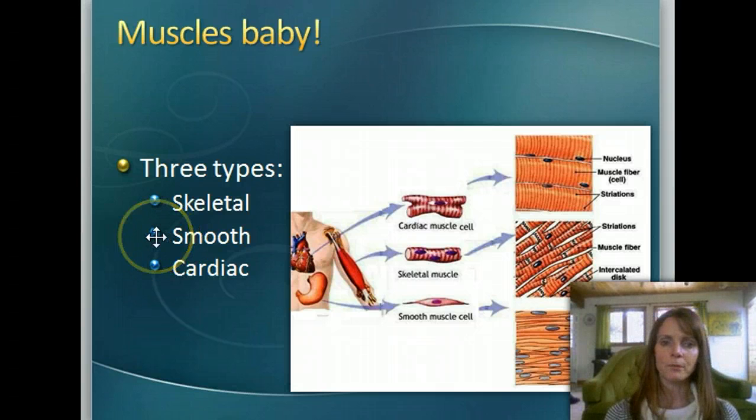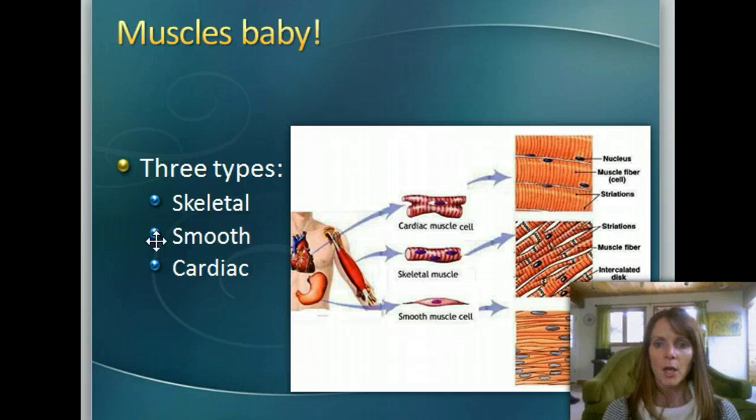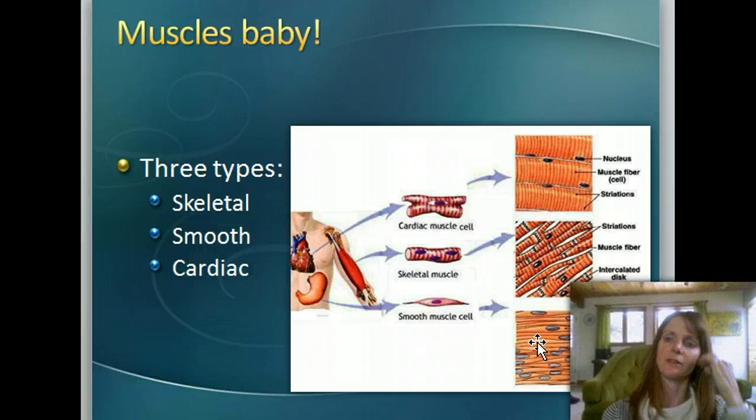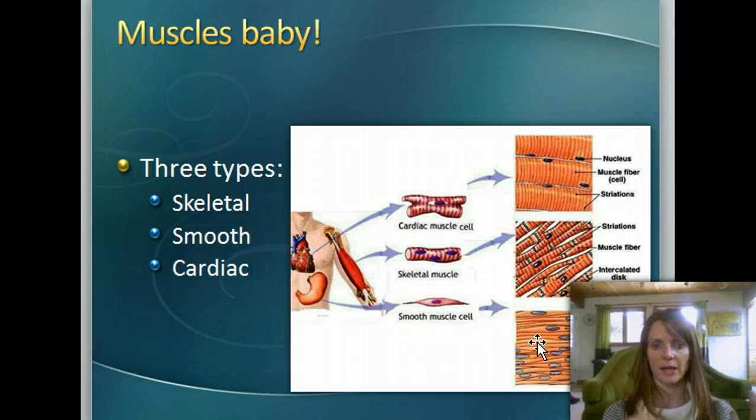Why we call it smooth is because notice the skeletal and cardiac muscles have these little bands like stripes. Smooth muscle does not. That's just one of the characteristics of smooth muscle. It does not have those, what we call striations. So it's an involuntary muscle that definitely helps with some of the internal things that go on with our body. And then cardiac muscle is only found in one place, the heart.